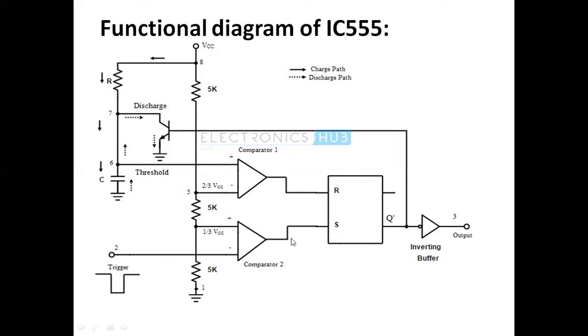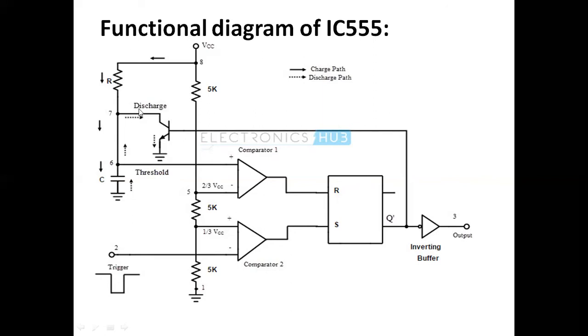That means it sets the flip-flop. If set is 1, the output of the flip-flop will be high, that is Q becomes 1. If Q is 1, Q bar is 0. Q bar 0 means output is 1 because here we are using an inverter. So if it is 0, it is connected to the base terminal of the transistor, and the transistor will be off.